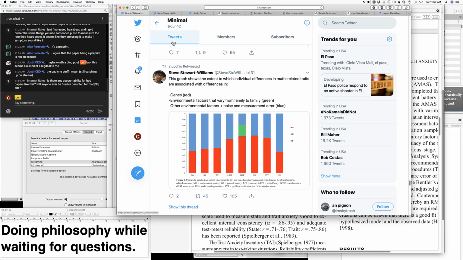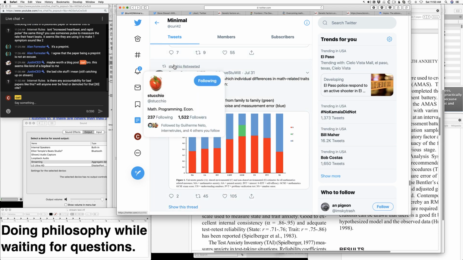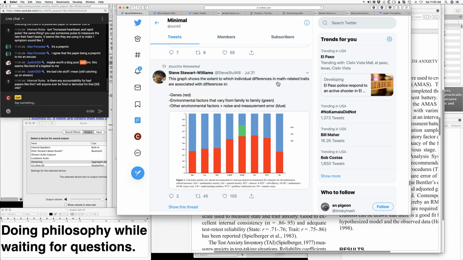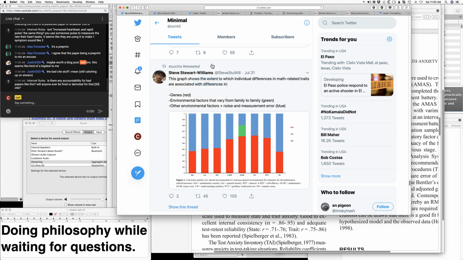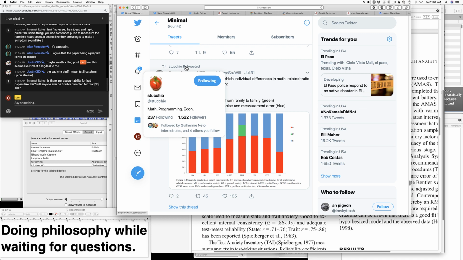There it is. See, Stukio retweeted. So Stukio is a smart person who probably could see what was wrong with the paper if he read it carefully and spent a few hours on it. My guess is he could find problems. I don't know exactly how he'd analyze it and what he'd do, but he's smart enough to understand some of these issues. And he's getting fooled by this. He's just retweeting it. He probably never looked at it. And so it's hurting his understanding of the world.